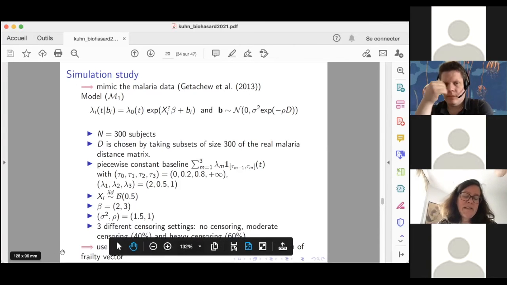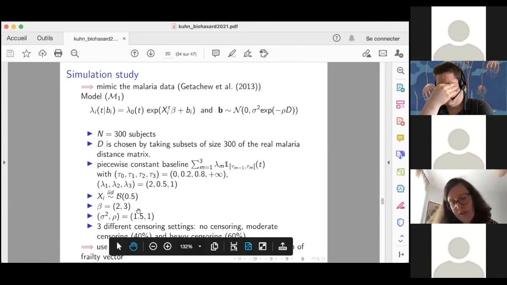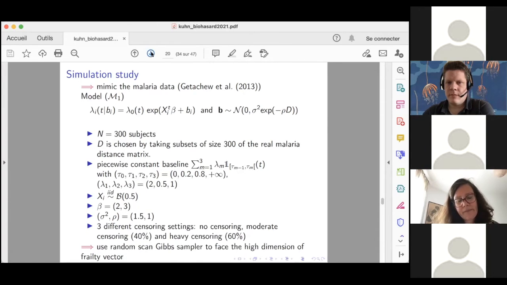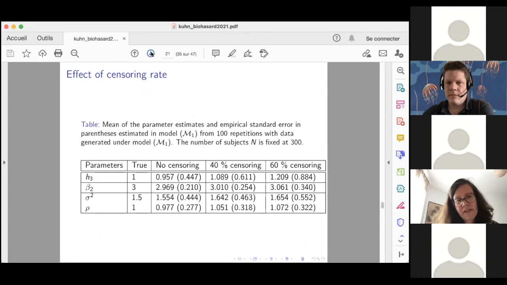Since for the simulation step we have to face a high dimensional frailty vector, we consider a random scan Metropolis algorithm, so Gibbs. I present here first the result when we simulate 100 repetitions of the data generated under model M1, and we perform the estimation in the model M1. Okay, so we have no bias coming from the modelization.